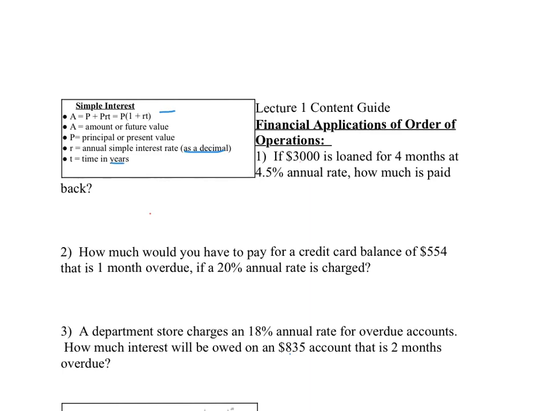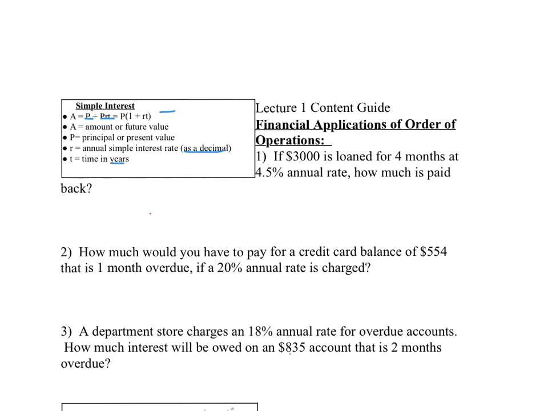So our formula for our future value is going to be our principal plus this part, which will be our formula for the interest. So if $3,000 is loaned for 4 months at 4.5% annual rate, how much is paid back? When you get these problems, the first thing you want to do is pick out each of our letters or variables in the problem.